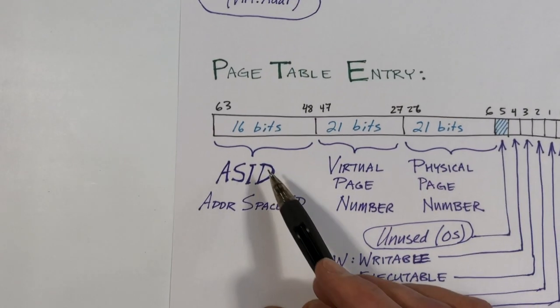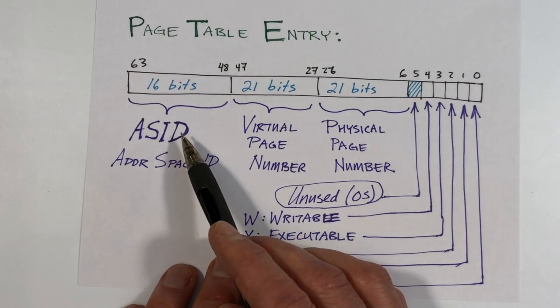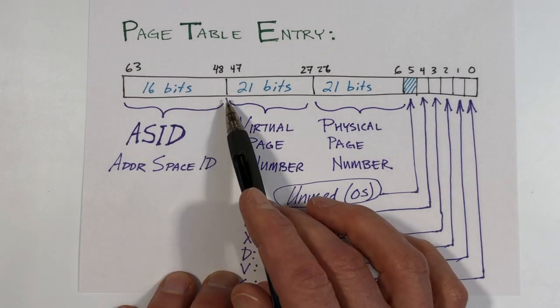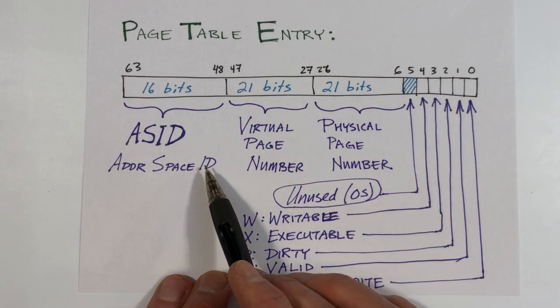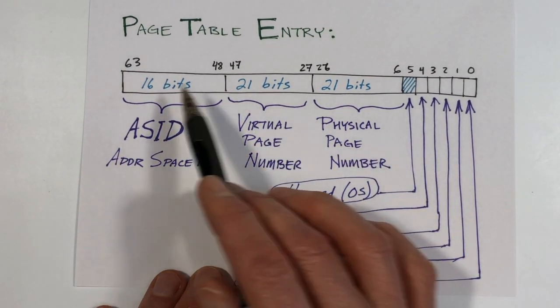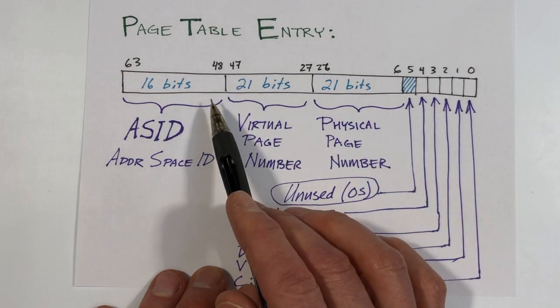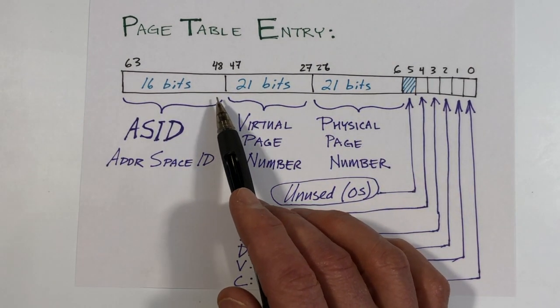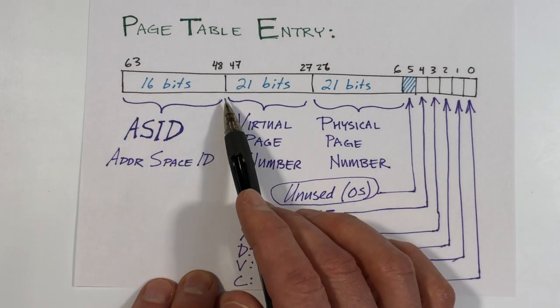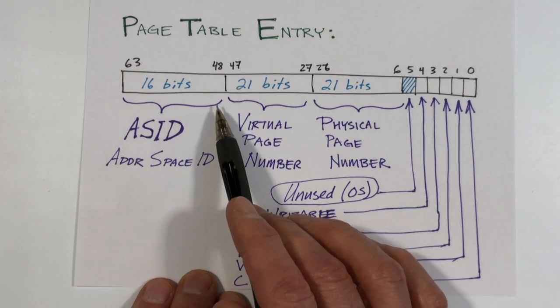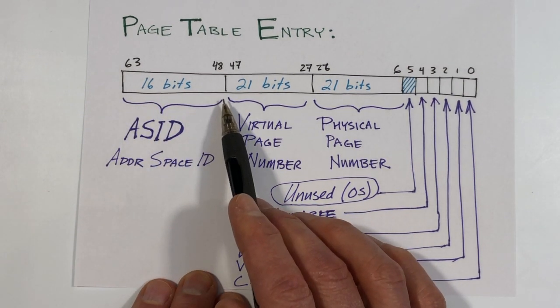And finally, you see the address space identifier here. This is 16 bits that indicates which address space we're talking about. So this page table entry refers to a particular address space, and at any one time there can be, well, up to 64K different address spaces as indicated by a 16-bit integer.